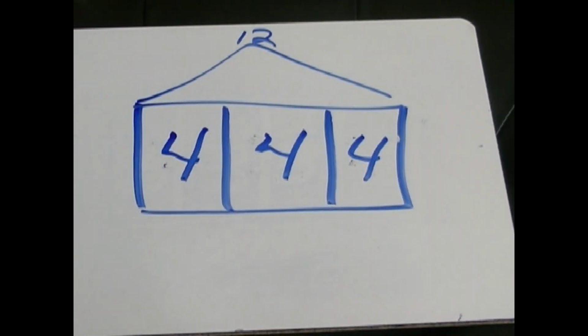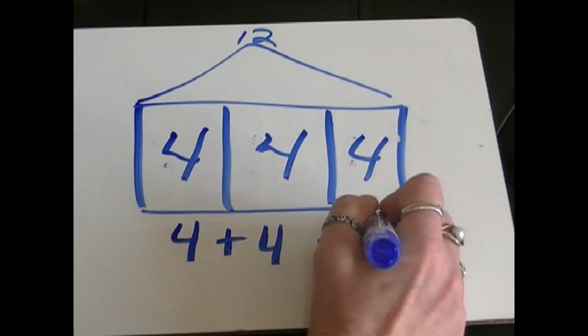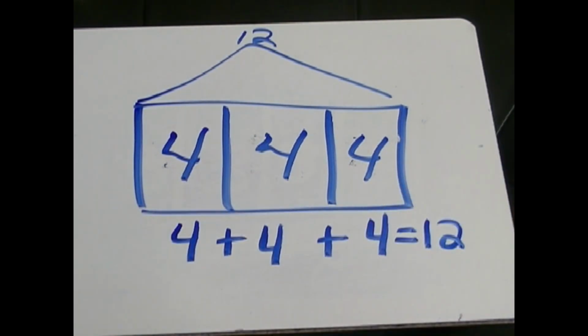Now, if I was going to write this into an equation, it would look like this. 4 plus 4 plus 4 equals 12. Now, do you remember yesterday when we were making other equal-sized groups by combining some of our smaller equal-sized groups? What do you think we could do with this 4 plus 4 plus 4 to make it a little bit quicker to add up?